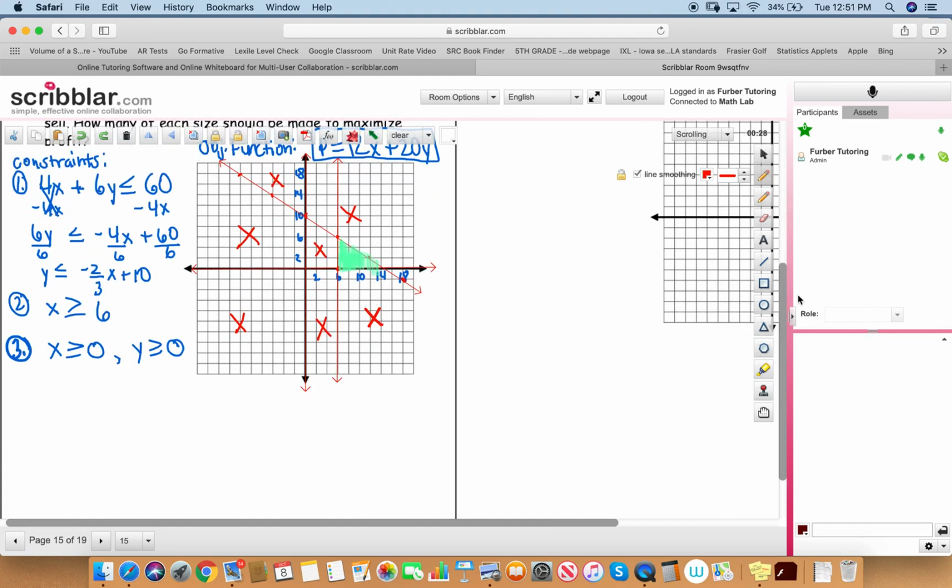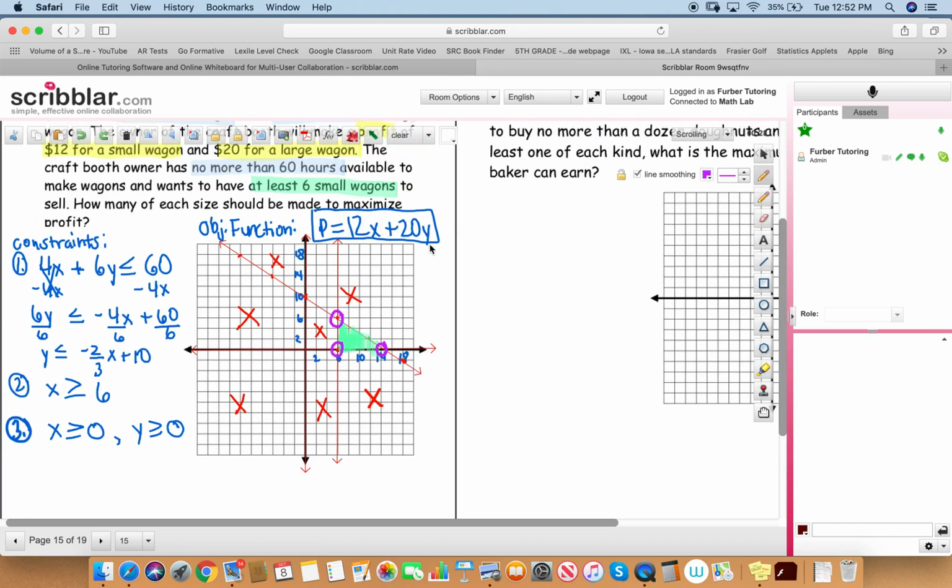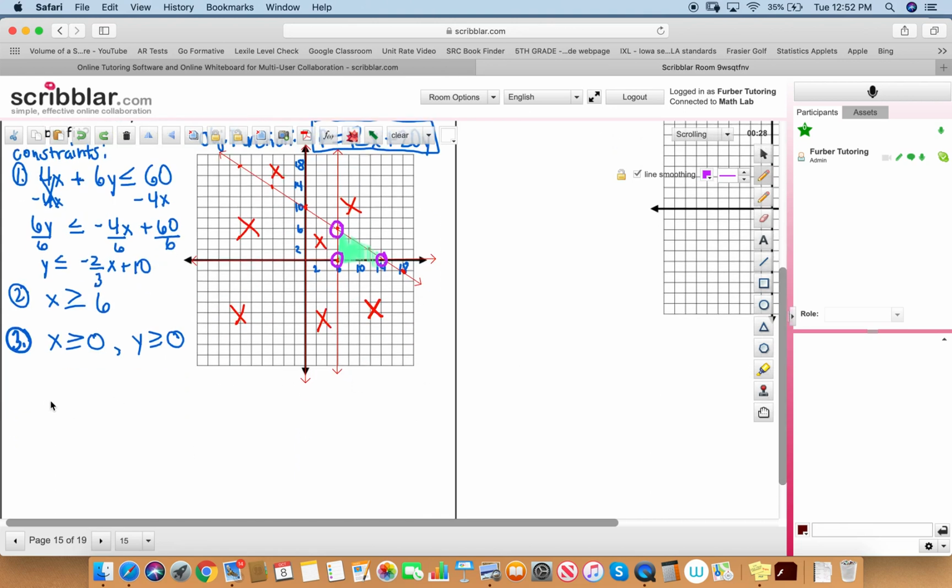So our last step then is going to be for us to find the vertices of that feasible region. So let's plug those in. Here's a vertex, here's a vertex, here's a vertex. So I'm going to list what those are, and then I'm going to plug each one into our objective function up here. Okay, so one of them is obviously 6, 0. This one here looks to be 6, 6.